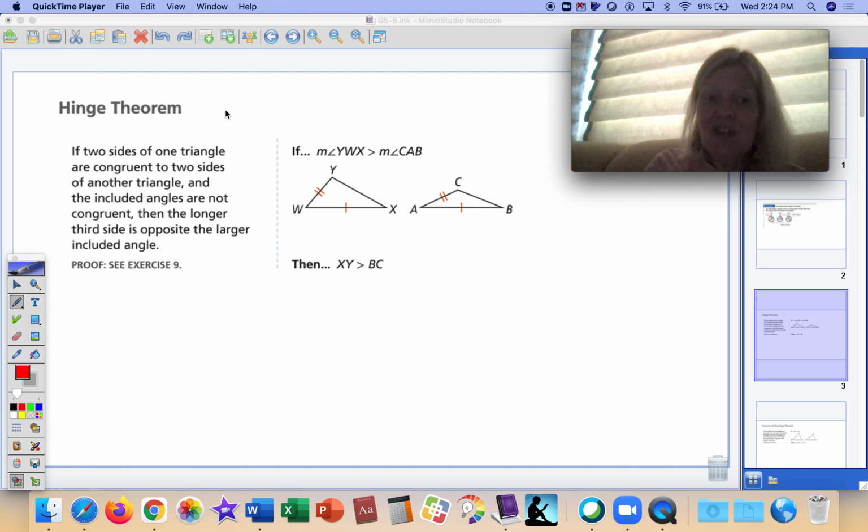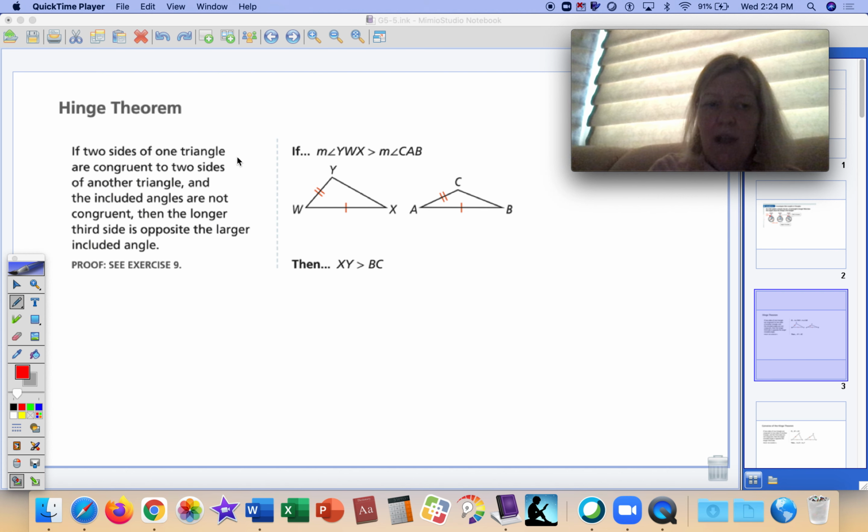It's called the hinge theorem. If two sides of one triangle are congruent to two sides of another triangle, and the included angles are not congruent, then the longer third side is opposite the larger included angle. So you see WX is congruent. They're telling us angle WYX, this angle here, is congruent to CAB.